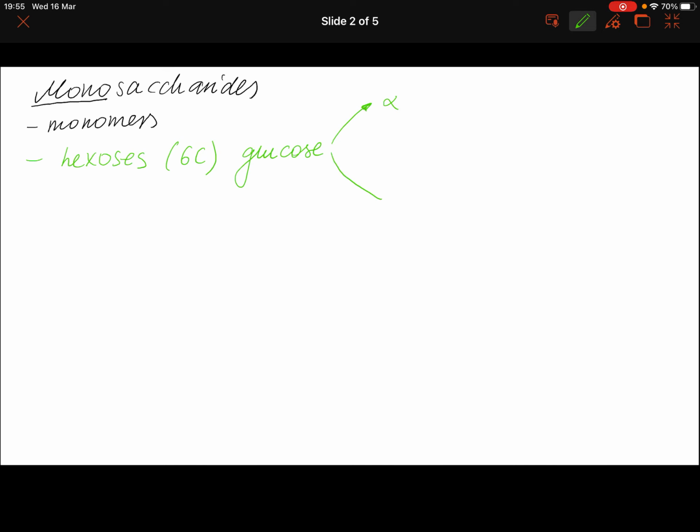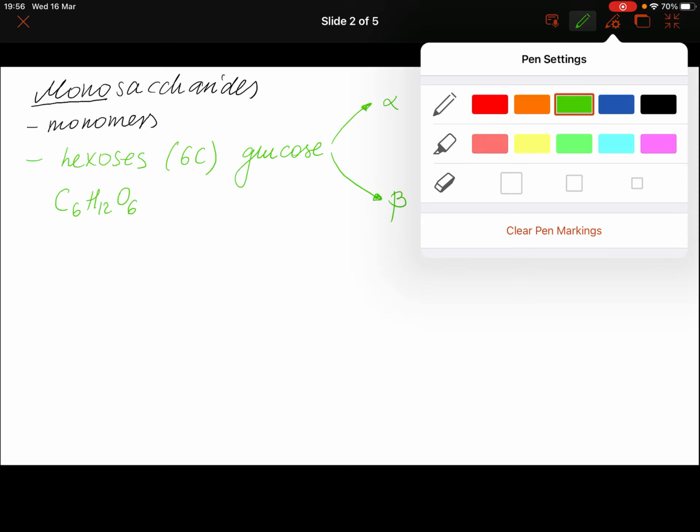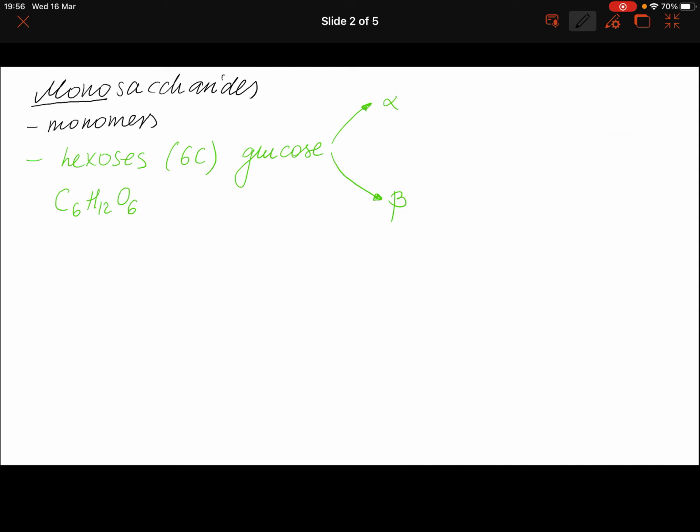We've got two types of glucose, in fact, alpha glucose and beta glucose. They are isomers. So what does that mean? That means that they've got exactly the same chemical formula. So that stands for C6H12O6. However, the arrangements of the bonds, the arrangements of the atoms in the structure will be slightly different. So firstly, we will draw the alpha glucose.